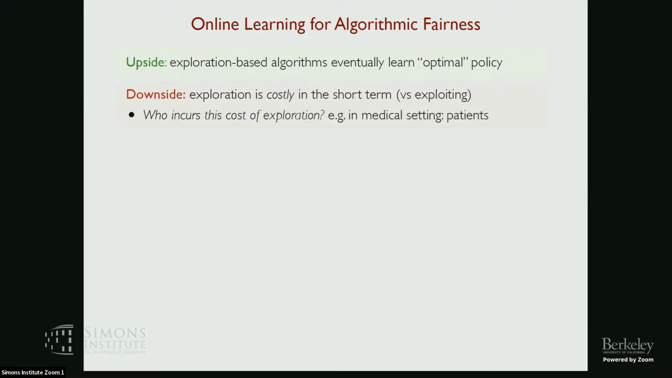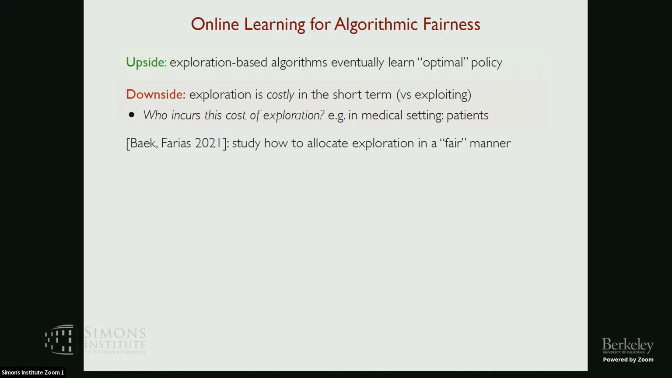Since exploration is associated with a cost, who incurs this cost? It depends on the setting, but for example, in the medical setting, it'll be the patients. Let's say you have a new drug and you want to learn whether this new drug will be effective for this population; then you need to try the drug on some patients. If the drug wasn't very good, then these patients suffered this cost of exploration. So I think about online learning as a cost allocation problem. Exploration is necessary, it's associated with a cost, and some people have to incur this cost. Different bandit algorithms or online learning policies might allocate this cost to different populations.